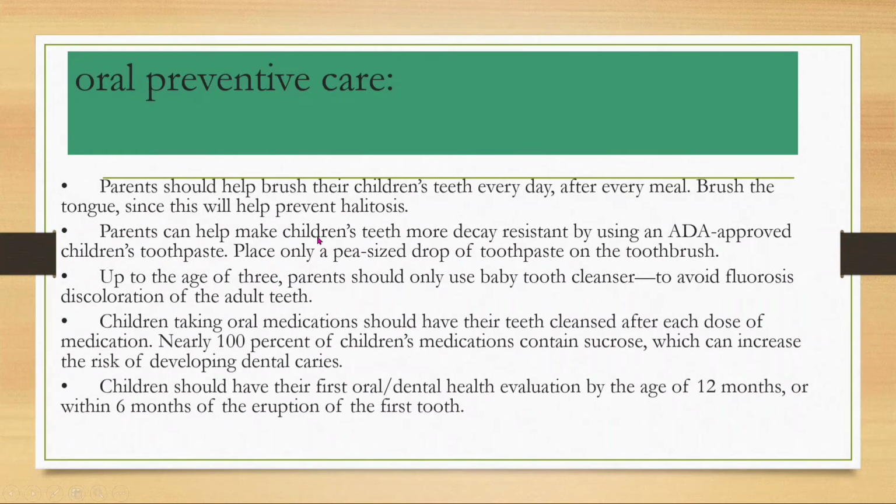So what is the oral preventive care for cerebral palsy? Parents should help brush their children's teeth after every meal, and brush the tongue, since this will help prevent halitosis. Parents can help make children's teeth more decay resistant by using a children's toothpaste with the proper toothbrush. And up to age 3, parents should only use baby tooth cleanser to avoid fluorosis discoloration of the adult teeth. Children taking any oral medication should have their teeth cleaned after each dose of medication, because most of the medication contains sucrose, which increases the risk of developing dental caries.